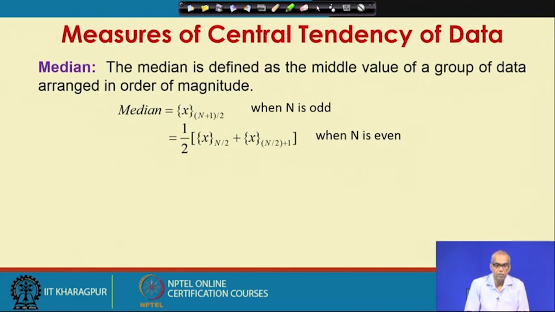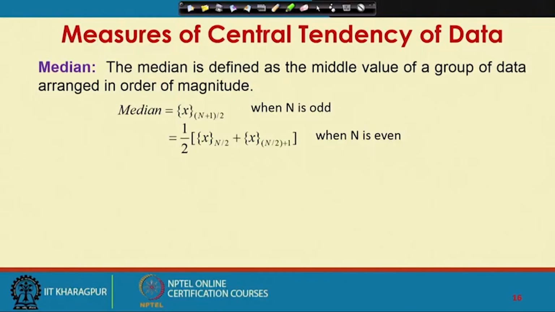Next is median. The median is defined as the middle value of a group of data arranged in order of magnitude. So, you have a set of data. Let us say you have taken a pressure measuring instrument and you have measured a given pressure several times. Now, you arrange this data in order. The median is the middle value of this arranged data.